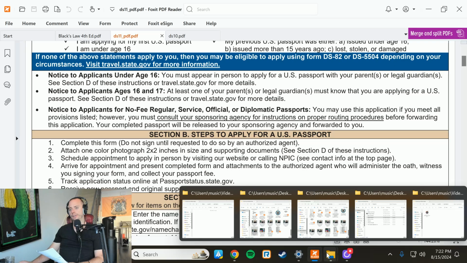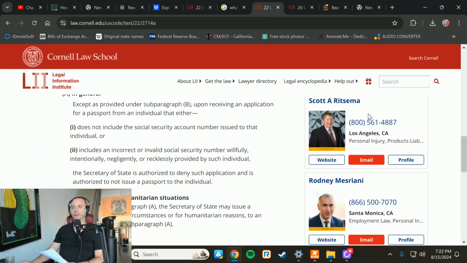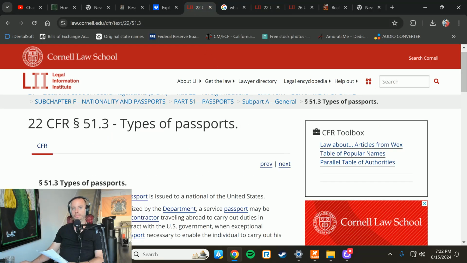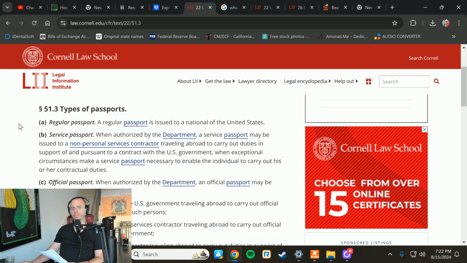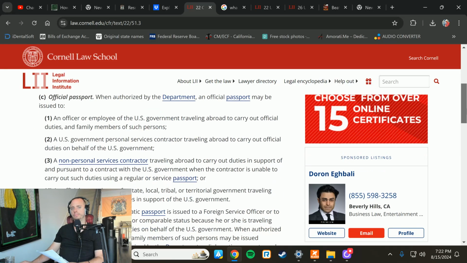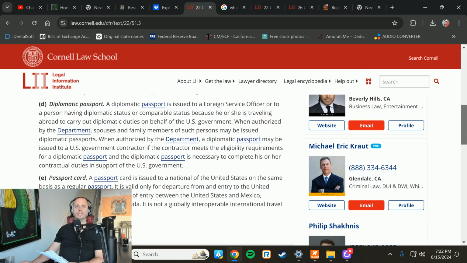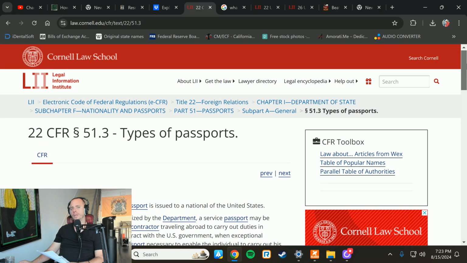Just to be clear, we have 22 CFR 51.3. We have the different types of passports. We have regular, which is issued to a national. Service. Official. And then we have a diplomatic passport down here. And then the card, obviously. That describes the breakdown of how all that works.